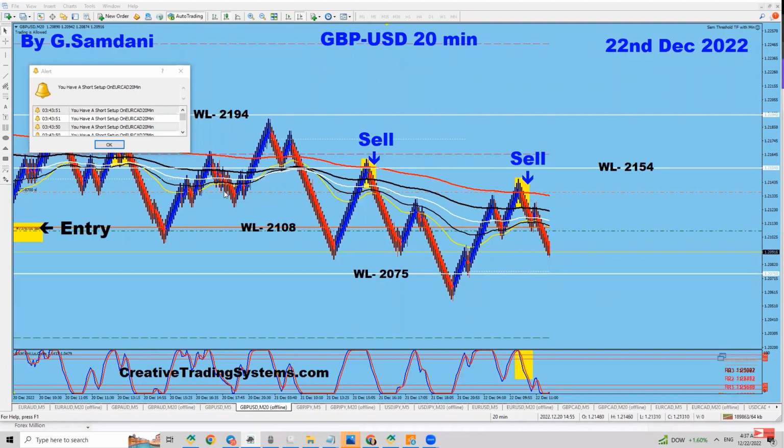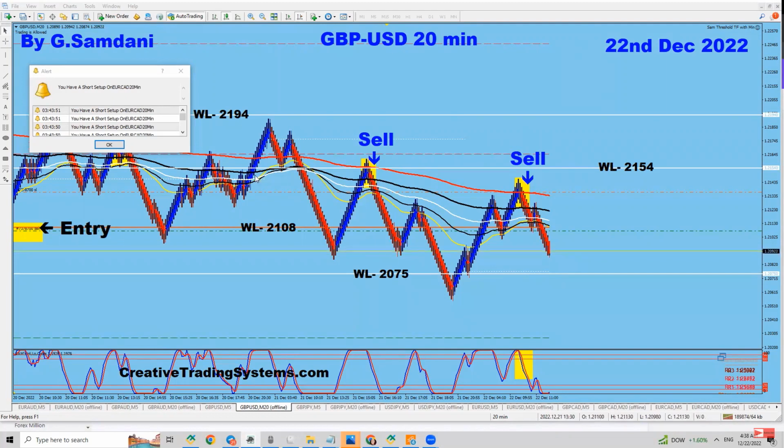Let's see. This is pound USD, 20 minute. You can see the entry here. This was yesterday's trade from here to here for 75 pip, and I already made a video yesterday showing that step by step. And this is the entry today.